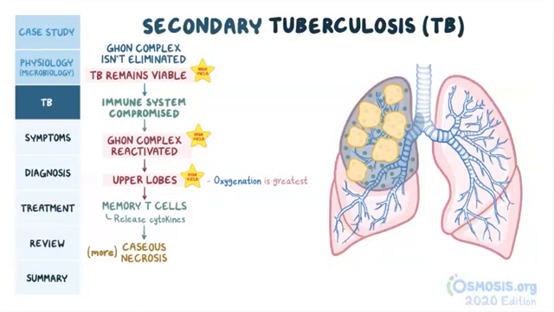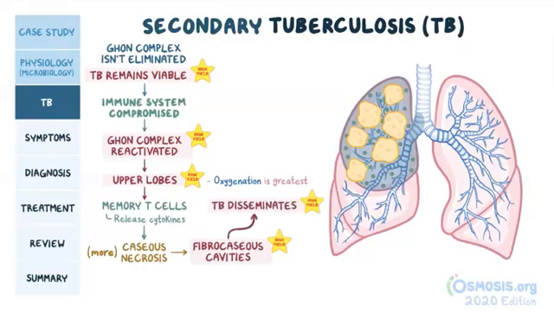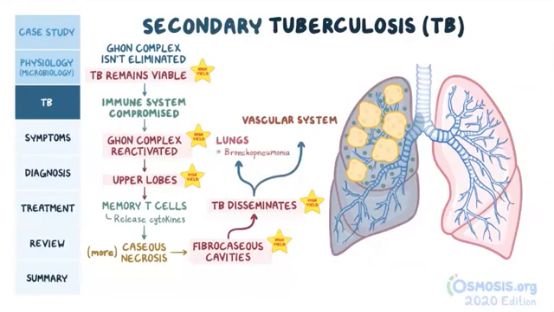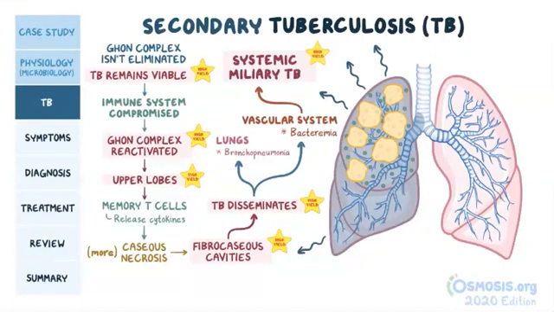If the damage is severe, it could cause fibrocaseous cavities. Because the cavities are large, they can allow the bacteria to disseminate or spread through airways and lymphatic channels to other parts of the lung, causing bronchopneumonia. Another way the infection in both secondary and progressive primary tuberculosis can spread is via the vascular system, causing bacteremia. This way, TB can infect almost every other tissue in the body, leading to systemic miliary TB.